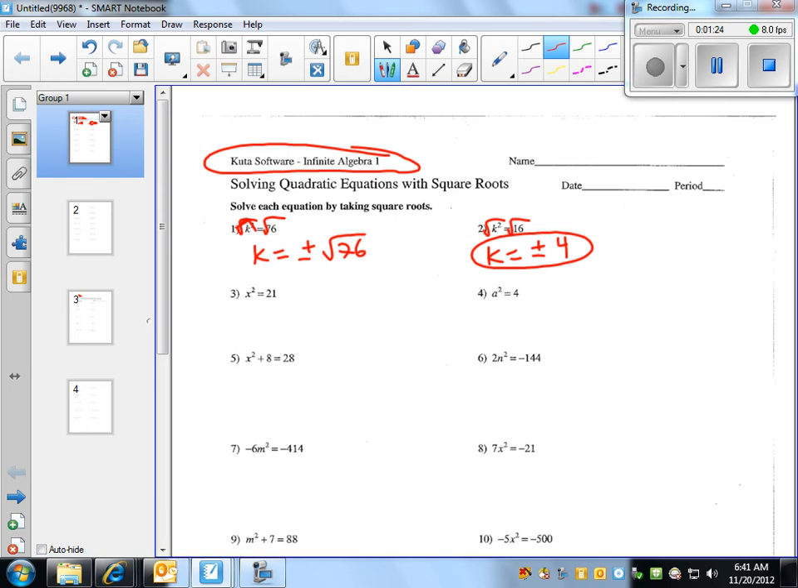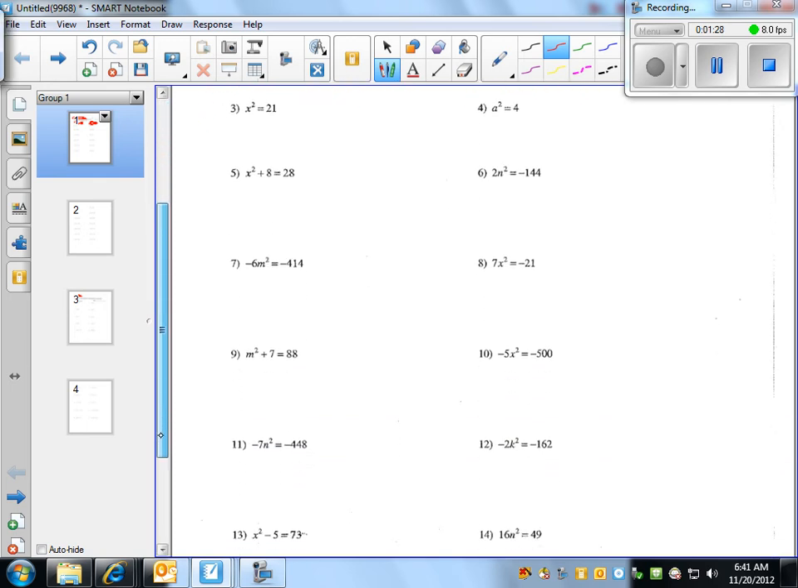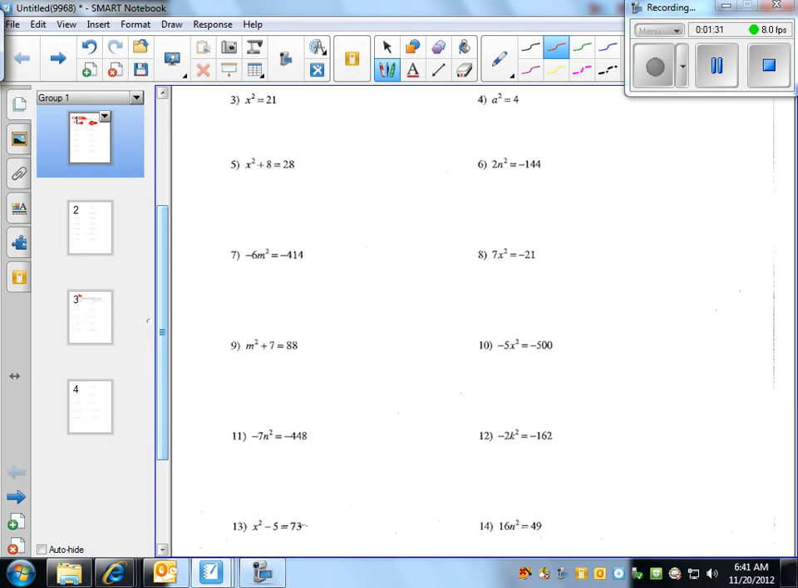And that's not what we're doing. We did that earlier in the year. We're looking at the square root part here. When I get down to a problem like number 5, I'm going to subtract 8 from both sides first. I want to get the x squared by itself. Then I'm going to do the square root. I get a plus and minus the square root of 20. Just because I am a math teacher, I can't leave it that way. The square root of 20 is the square root of 4, which is 2, times the square root of 5. So you should go through and do those types of things.